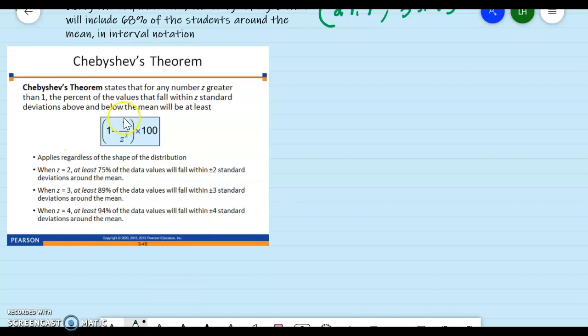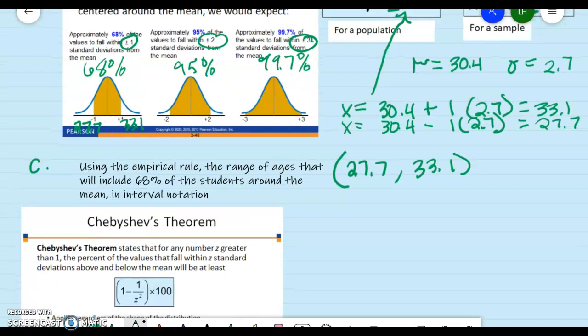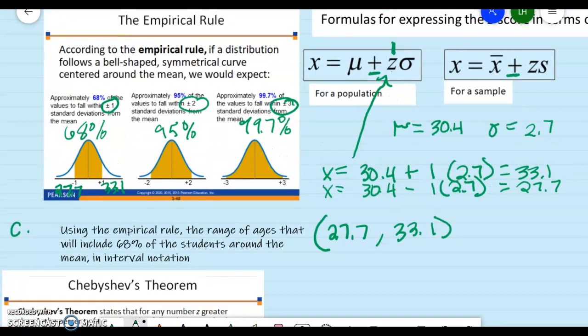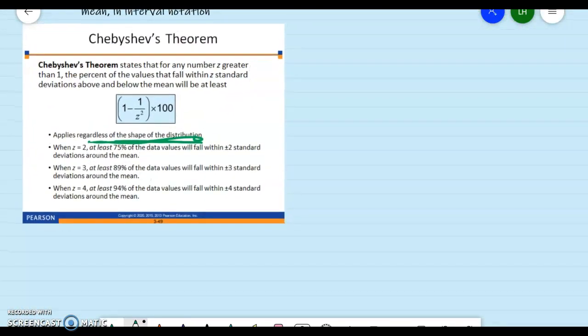And this is what the theorem states. And you can use this regardless of the shape. Remember, for the empirical rule, it has to be bell-shaped and symmetrical. But Chebyshev's you can use regardless. So this is what it says. The rule is 2, 3, and 4 standard deviations, and the percents are 75, 89, and 94, which I don't expect you to remember.